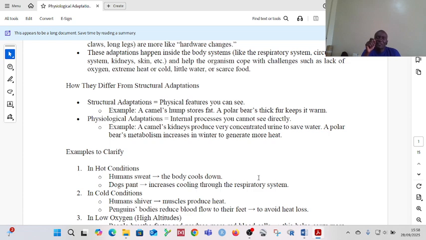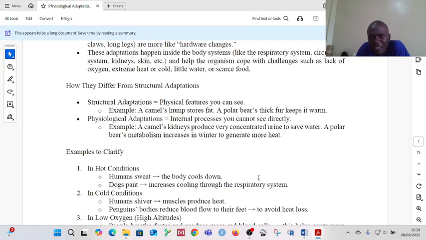We've looked at physiological adaptations which happen to be occurring inside the body of that particular organism. But how do these physiological adaptations differ from structural adaptations? Structural adaptations involve the physical features that one can see. Okay, those are the structural adaptations. When you look at, for example, the camel has a hump, and in that hump, there is a storage of fat. You look at the polar bear, it has thick fur. The whole purpose of that fur is to keep the animal warm.